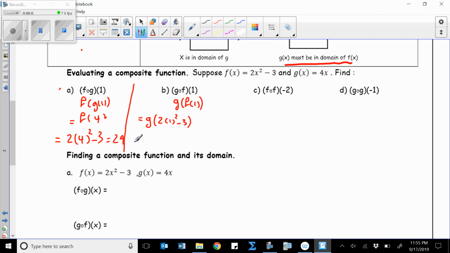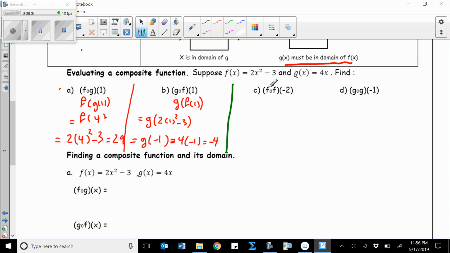So I need to find g of negative 1 now, because 1 squared is 1 times 2 is 2 minus 3 is negative 1. Now what is g of negative 1? We go back to g of x. Wherever I have x, I'm going to replace that with negative 1. So this is 4 times negative 1, which is negative 4. Now let's go to the next part.